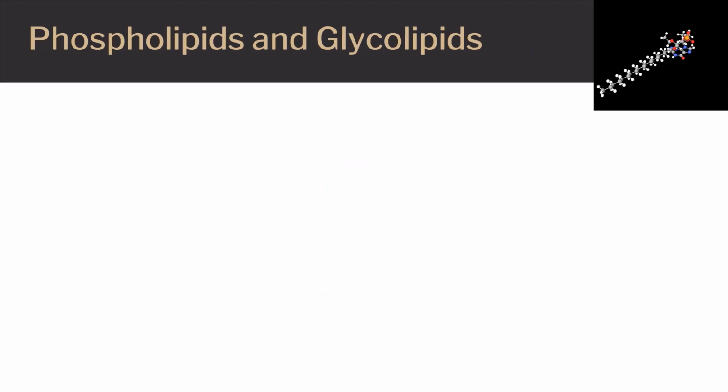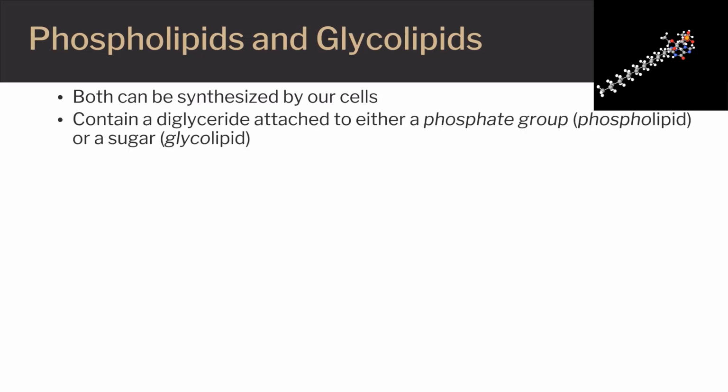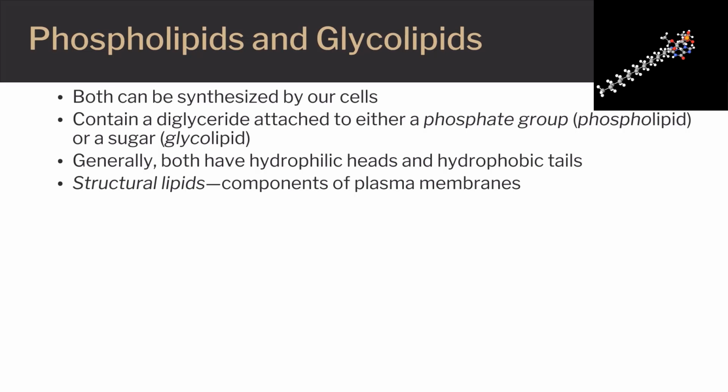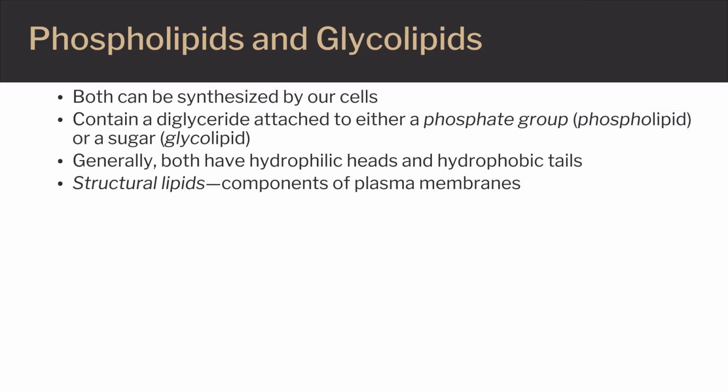Phospholipids and glycolipids are another type of lipid. Both of these lipids can be synthesized by our cells, so we do not need to acquire the molecules through diet. They contain a diglyceride attached to either a phosphate group for phospholipids or a sugar for glycolipids. Generally, both have a hydrophilic head and a hydrophobic tail. They function as structural lipids as they make up the structural composition of the plasma membranes.